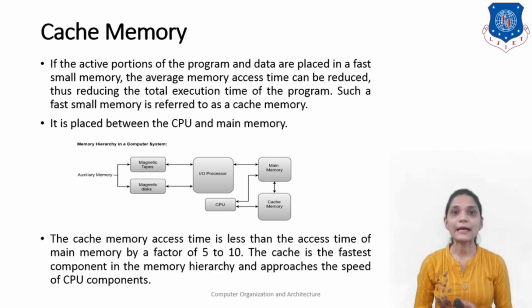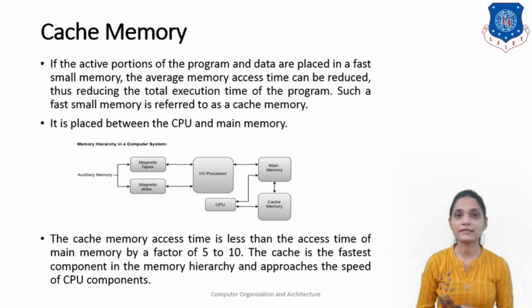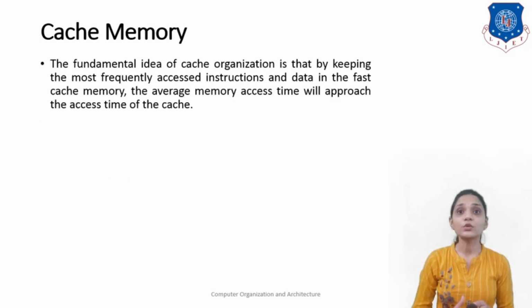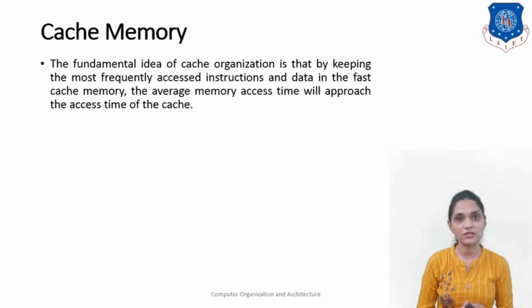The cache memory access time is less than the access time of the main memory by a factor of 5 to 10. The cache is the fastest component in the memory hierarchy and approaches the speed of the CPU component. So, the fundamental idea of the cache organization is that by keeping the most frequently accessed instructions and data in the fast cache memory, the average memory access time will approach the access time of the cache.